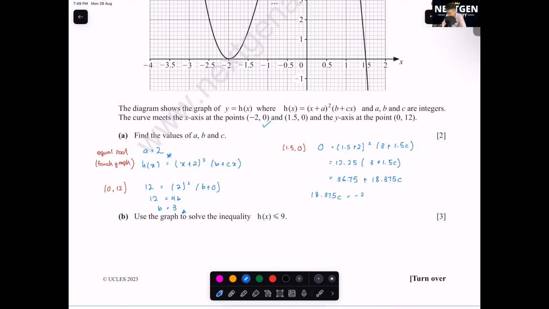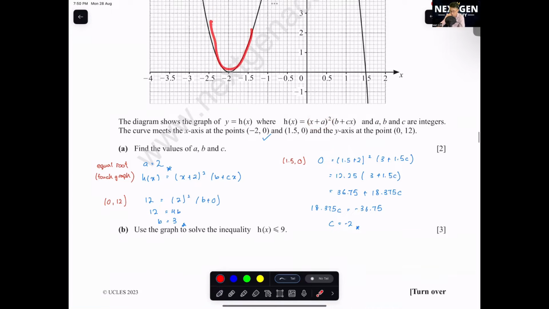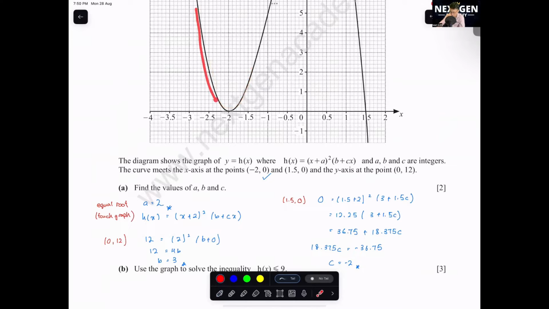18.375c equals negative 36.75. C will be equal to negative 2. A will always be the point of the equal root. When you see a bracket with a square, this is for a cubic graph, where the graph touches the x-axis. Sometimes they may put the square behind also, so you see which bracket got the square.